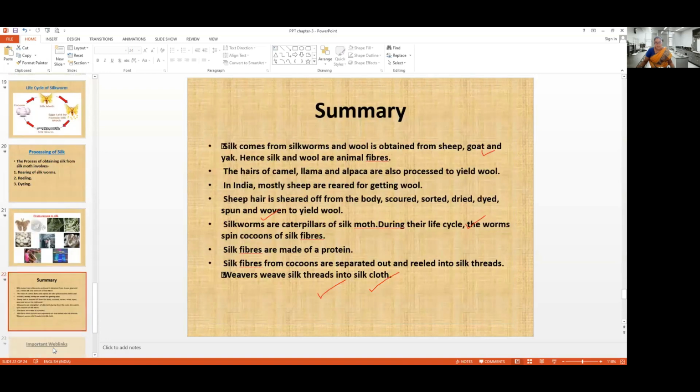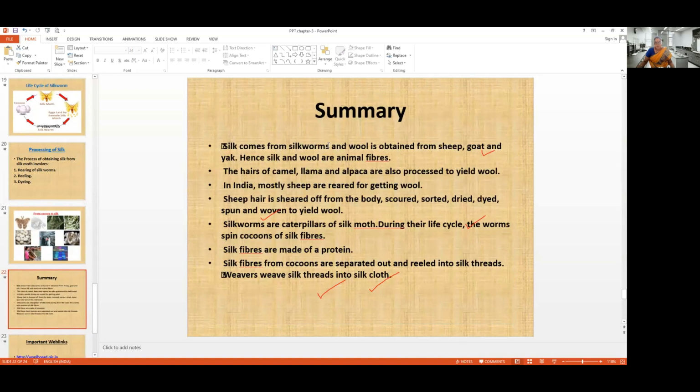Next, coming to the summary of the lesson. Silk comes from silkworms and wool is obtained from sheep, goat and yak. Hence, silk and wool are animal fibers. The hairs of camel, llama and alpaca are also processed to yield wool. In India, mostly sheep are reared for getting wool. Sheep hair is sheared off from the body, scoured, sorted, dried, dyed, spun and woven to yield wool.